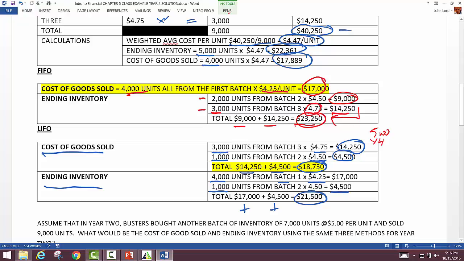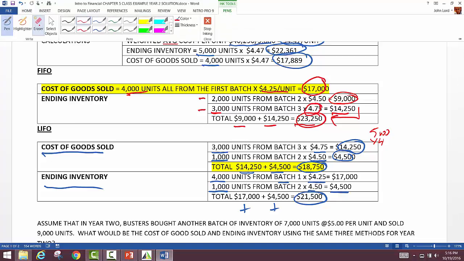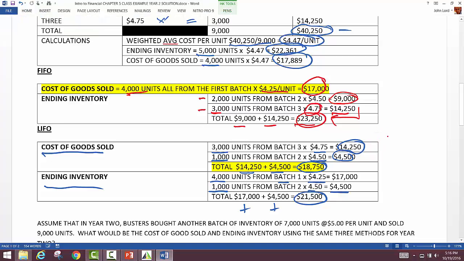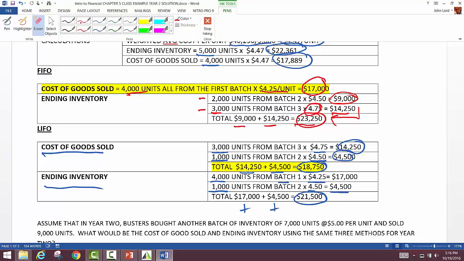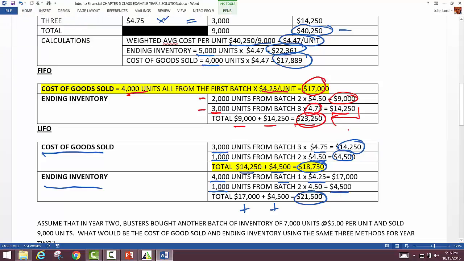Yeah, let me fix that. So it was $5 times 4,000 units. So my sales were 20,000. That's my sales. And then we said that my cost of goods sold, which is right there, is 18,750.